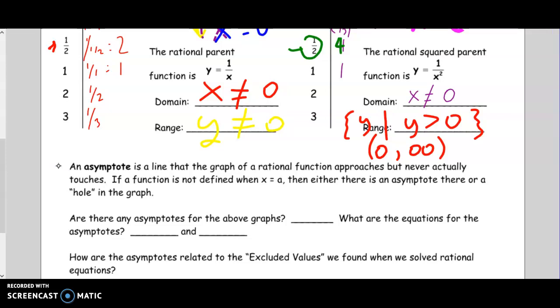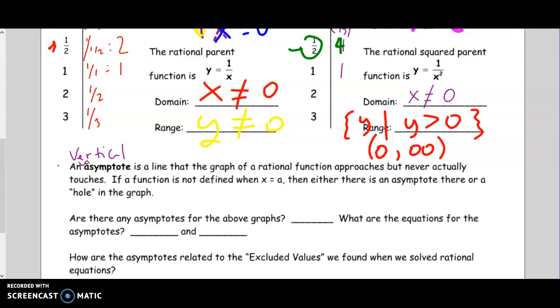An asymptote is a line of a graph that a rational function approaches but never actually touches. That's misleading. Let's disregard this part here. Or we can leave it if we're referring to vertical asymptotes. So vertical asymptotes, it never touches. Horizontal and oblique, which are diagonal asymptotes, if you will, they can cross.